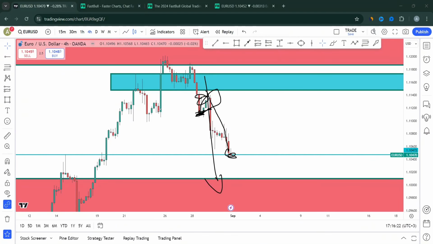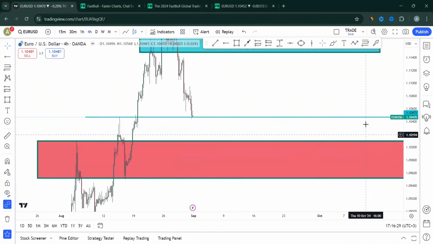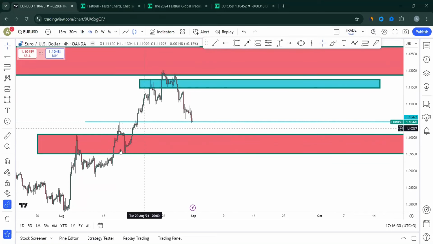But I emphasized, if you're not yet very conversant with your rules, I emphasize that you stick to trading continuation. And finally, we have tapped one of our areas that we want price to come into.